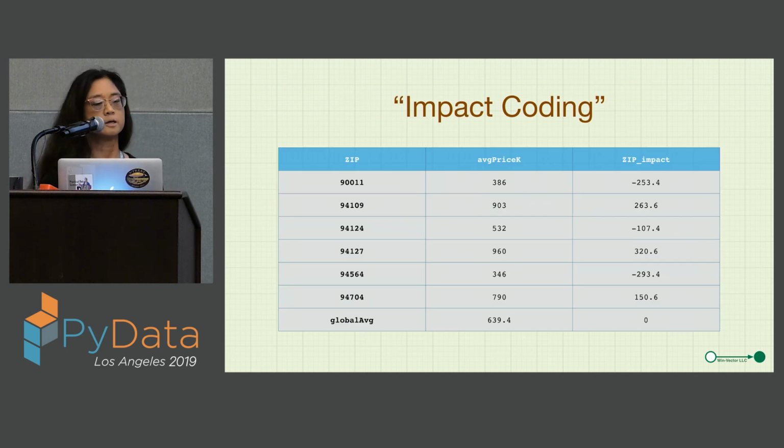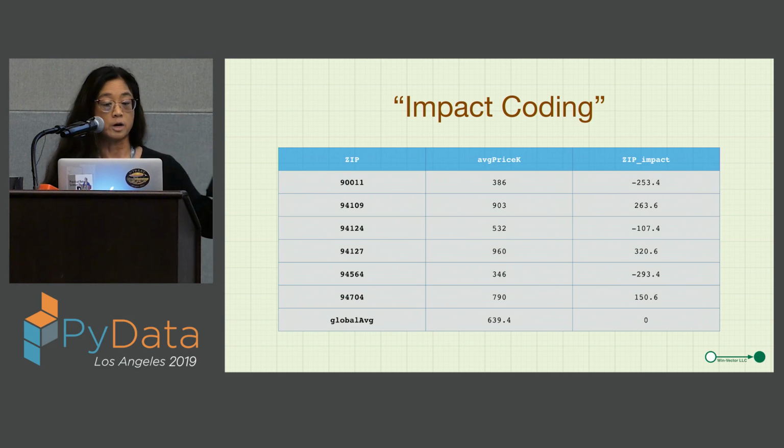What impact coding is, basically, is building a lookup table of conditional outcomes. So going back to our zip code example, you take all the zip codes that are in the training data, you find the average home price for that zip code, and you also find the average home price for the entire data set. So the impact value, the impact coding, is the difference between the zip code average and the global average. And that's why we call it an impact variable.